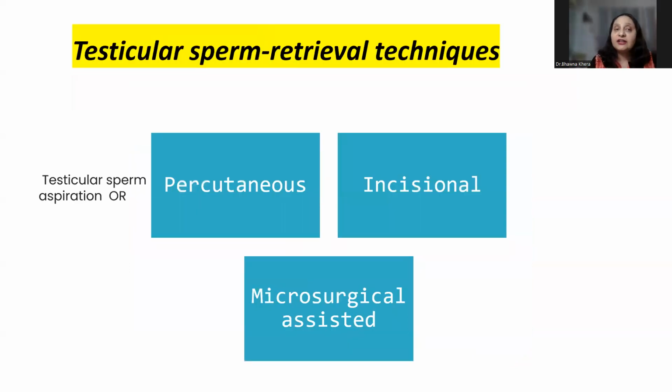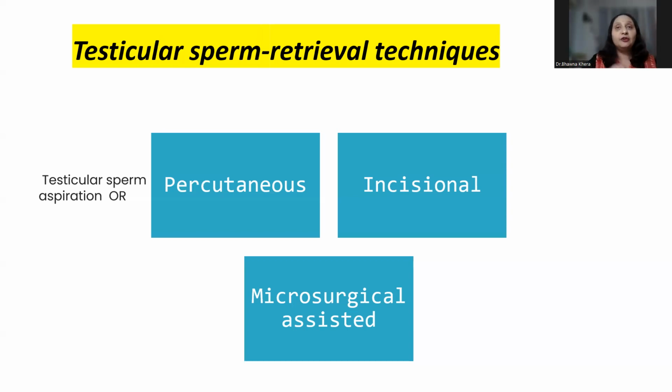Now there are techniques for testicular sperm retrieval also. Same, it is percutaneous like PESA. Here it is percutaneous, also known as testicular sperm aspiration, because you are just aspirating it. You don't give any incision on the skin. You just take a syringe and needle and take out the aspirate. So this is TESA, testicular sperm aspiration. Then there is incisional, where you give an incision and take out big, good-looking, healthy seminiferous tubules, and then you take out the sperms from that.